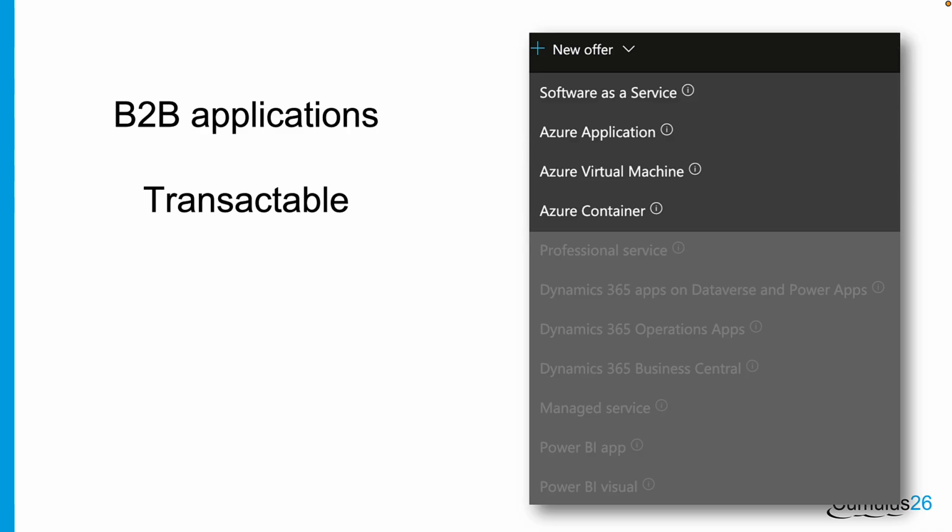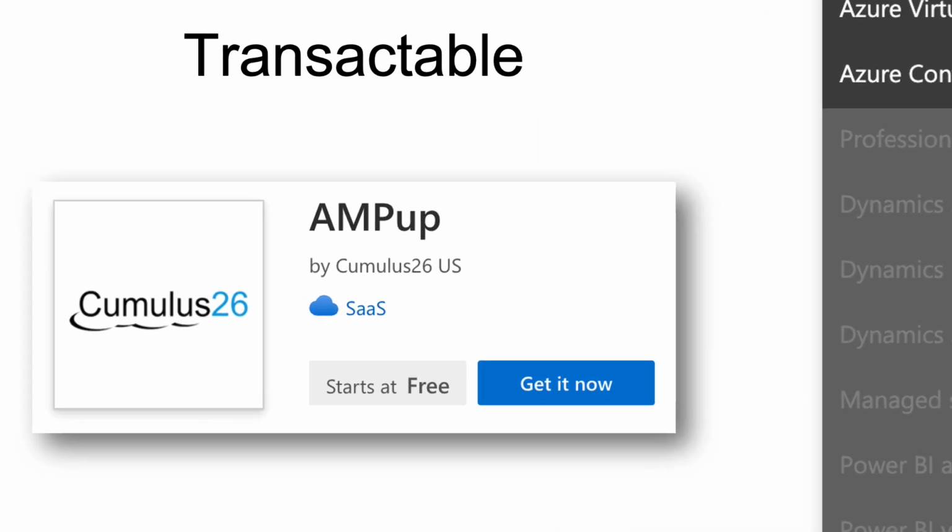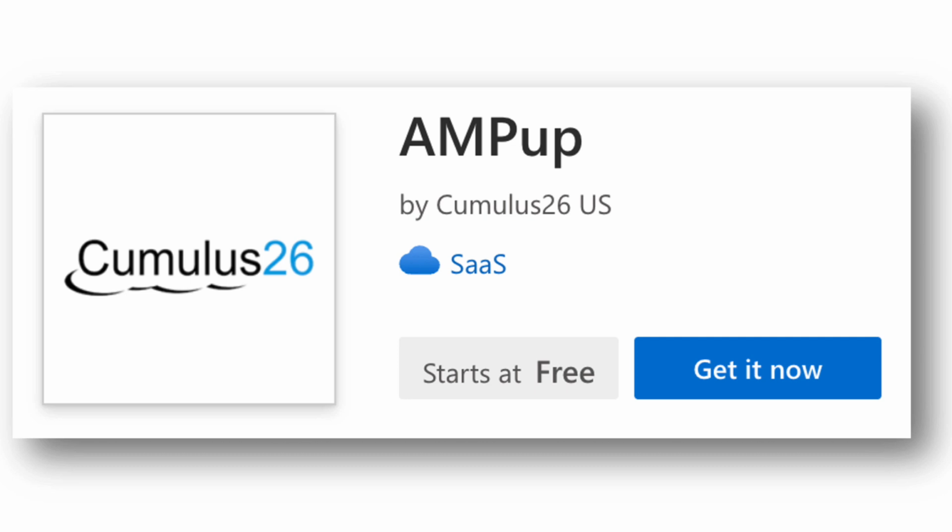And transactable offers will appear like this within the marketplace with a Get It Now button. This Get It Now button means exactly what it implies, that a customer can find your offer in Marketplace, select the Get It Now button, and then go ahead and provision your solution.